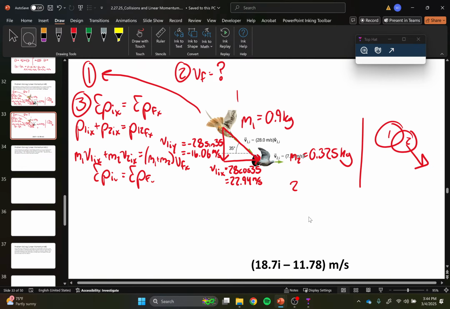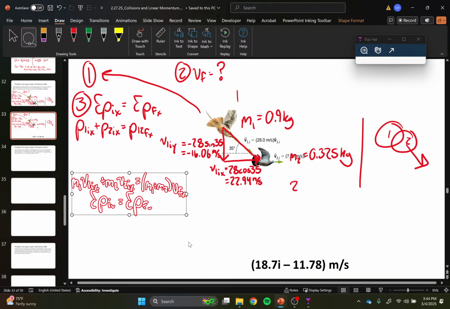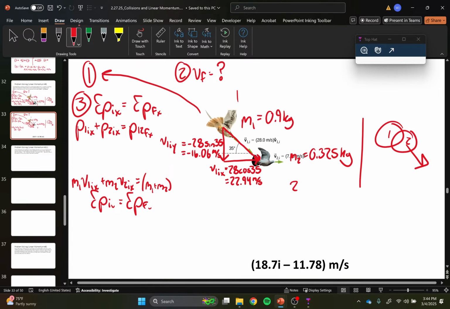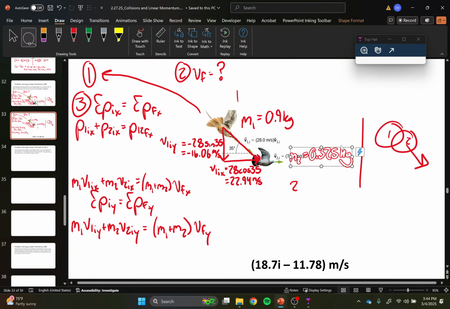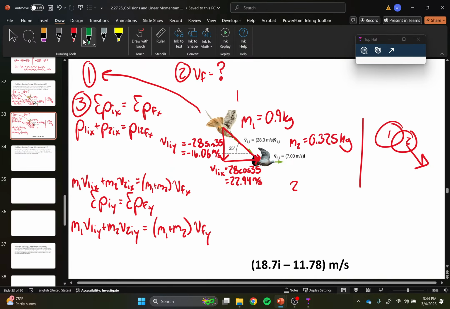It's not ideal, but whatever. Yay! And we're just going to plug in numbers for that V final x. Great! We built our x equation. Now we're going to build our y equation. M1 V1 initial y plus M2 V2 initial y equals M1 plus M2 V final y. The x and the y equations look literally the same. You just swap out x's and y's. That's it. And plug in numbers. Like the last part, the physics is done. So now we just plug in things.